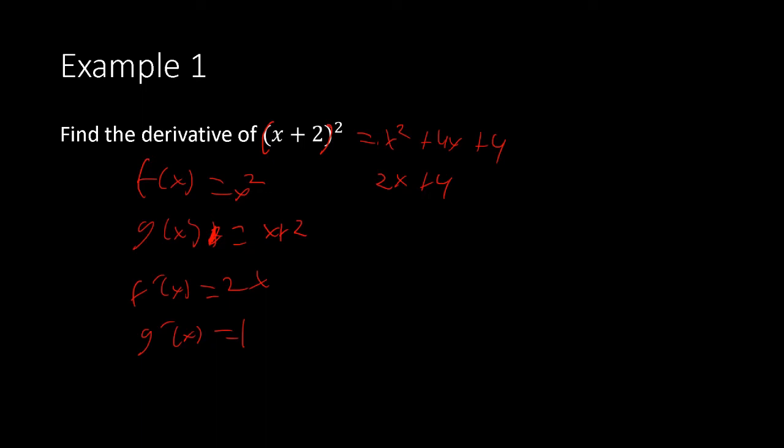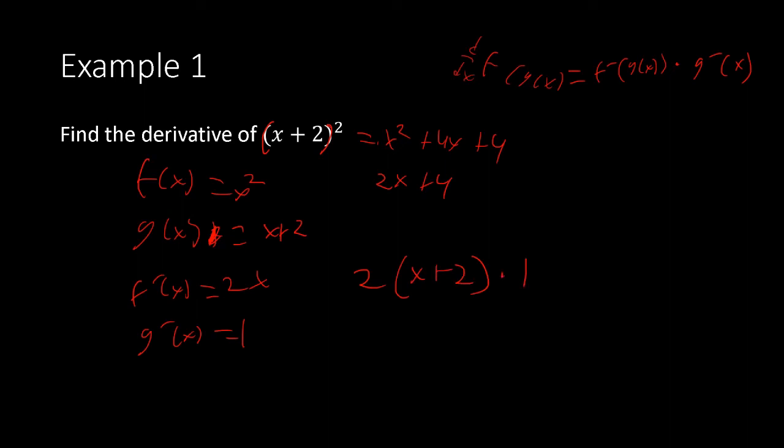Okay. So now we're going to plug it into our formula. So I'm just going to write that up here. d over dx of f of g of x equals f prime of g of x times g prime of x. Okay, so we're just going to plug this in. So f prime of x is 2x, but we're not going to plug in x. We're going to plug in g of x, which is x plus 2. And g prime of x, which is what we need to multiply here, is just 1. So this is equal to 2 times x plus 2.